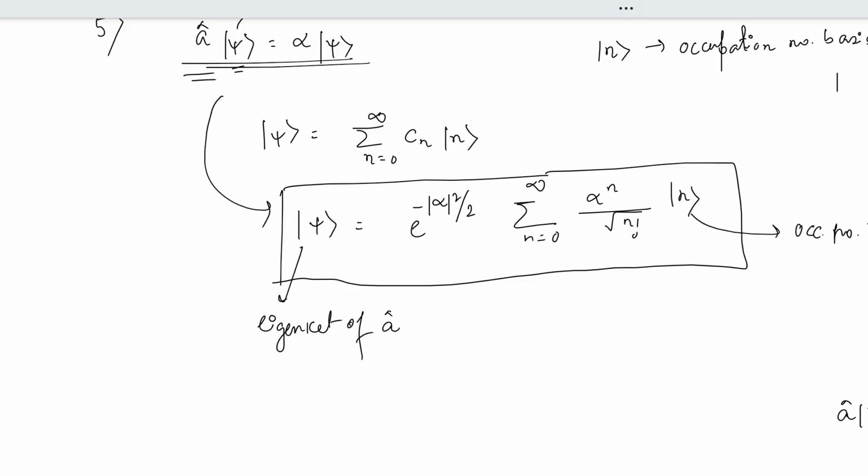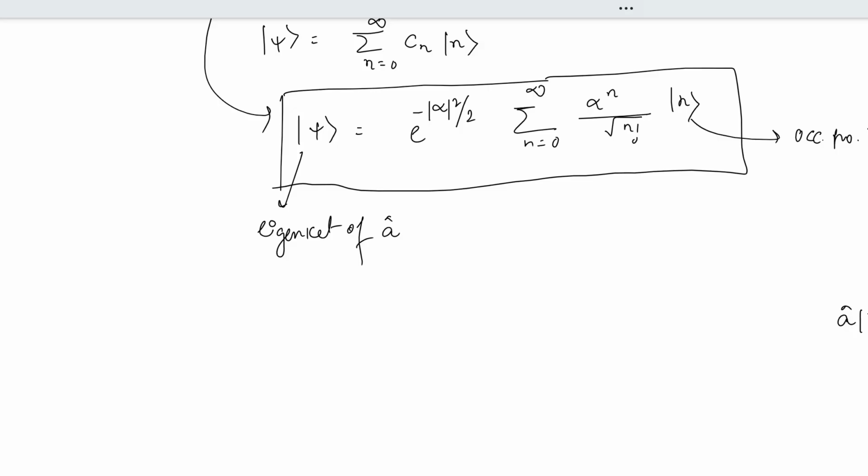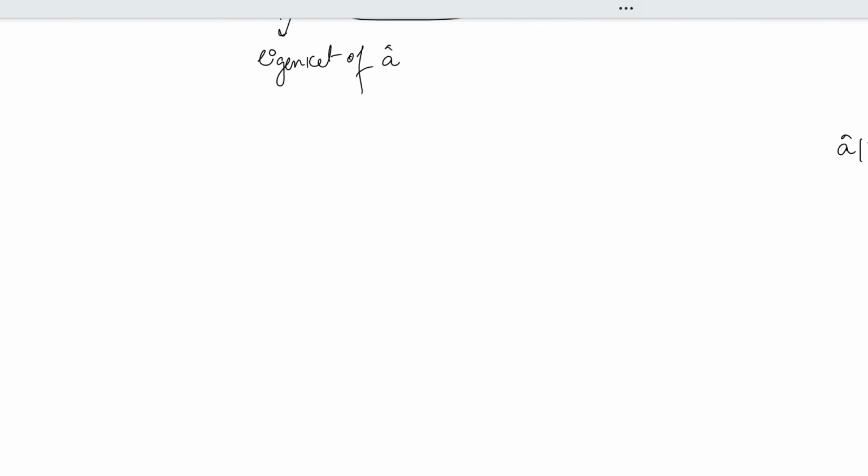So what you are getting is, if it is an eigenvalue equation, then we will be getting alpha psi, where alpha is the eigenvalue, and alpha psi can be written as the sum over m equal to 0 to infinity of Cm m ket. So by comparing this and this, you can find out a recursion relation that says that Cm plus 1 is equal to Cm by root of m plus 1 times alpha, right? So this is a recursion relation.